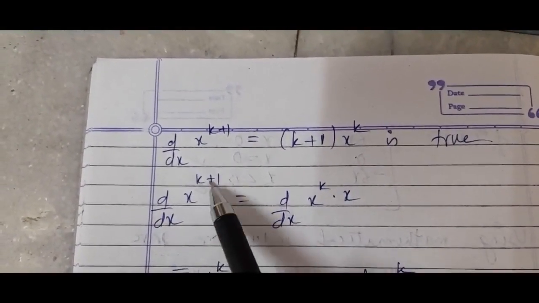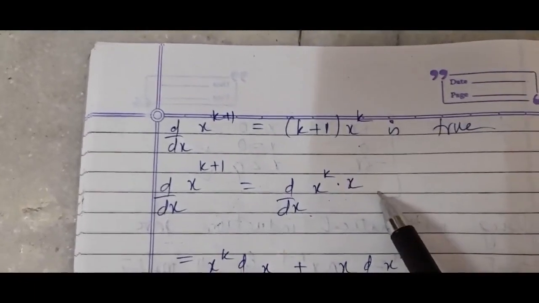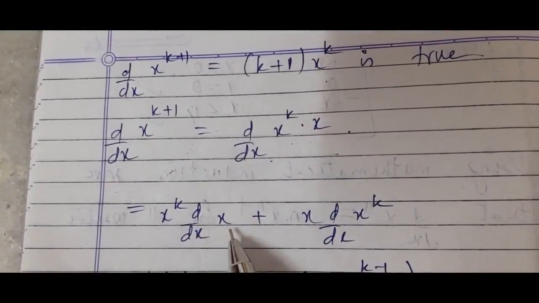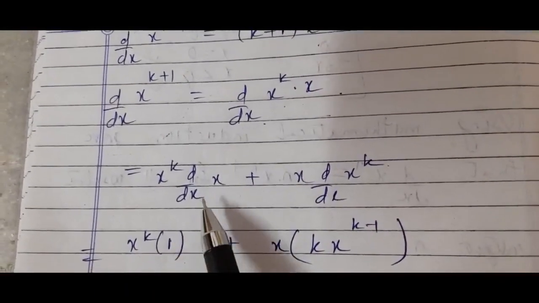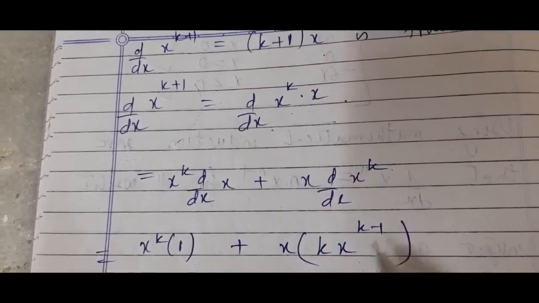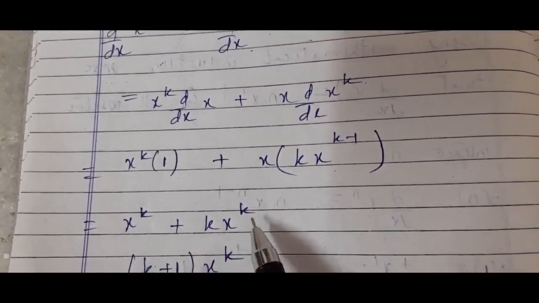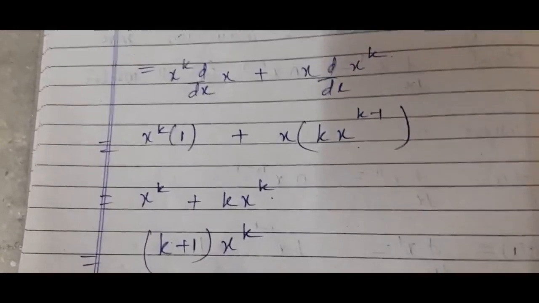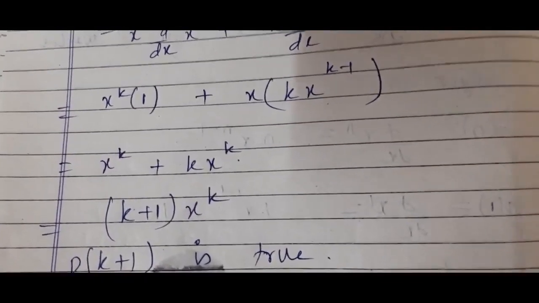So d by dx of x raised to k plus 1 is d by dx of x raised to k into x. Using product rule, x raised to k is constant times d by dx of x, plus x times d by dx of x raised to k. That is x raised to k, d by dx of x is 1, plus x. Now we use d by dx of x raised to n is n x raised to n minus 1, so here k x raised to k minus 1. From here we get x raised to k plus k x raised to k. Taking x raised to k common, in the bracket we get k plus 1, x raised to k. So P of k plus 1 is true. Hence from the principle of mathematical induction, P of n is true for all n.